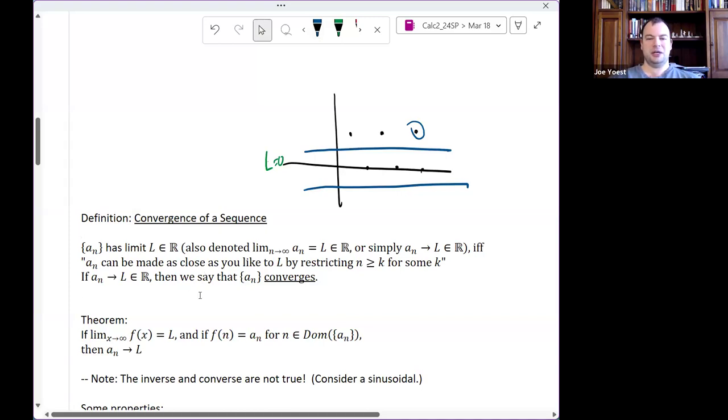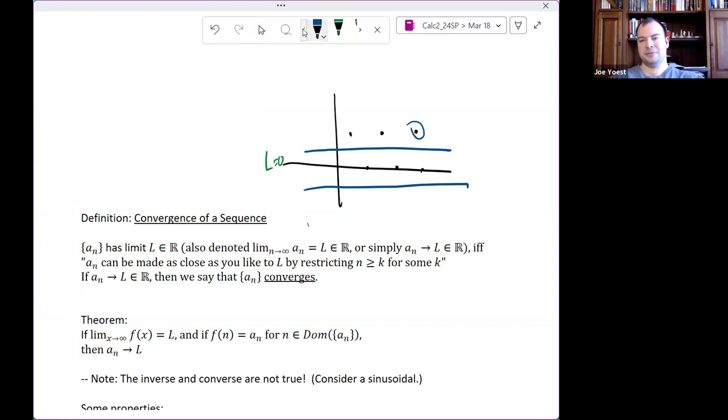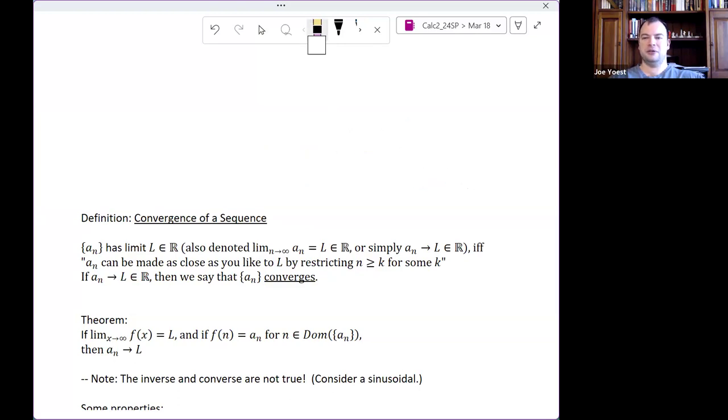So we need to be able to say that if I tell you how small of a corridor I want around L, around your proposed limit, you can go far enough in the sequence that from that point forward, all of the numbers are within that small corridor of L. If I make the corridor smaller, you can still satisfy that constraint by going a little further out into the sequence.